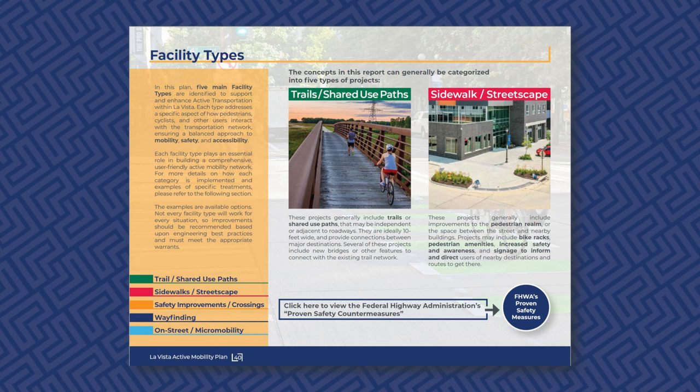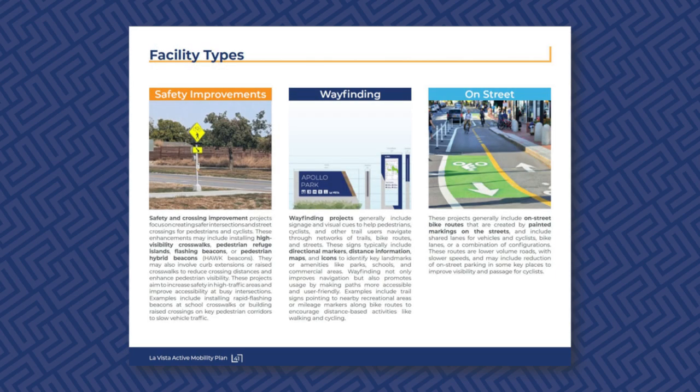And so we have trails and shared use paths, sidewalks and streetscape, and that's that area kind of between the street and the building. Safety improvements: this is a group of projects that are specifically aimed at safety, crossing, visibility, things like that. Wayfinding is also very important in improving mobility, so people know where they're going and where they're at, and how they need to get to the place they're going.